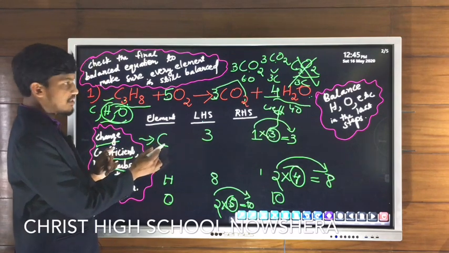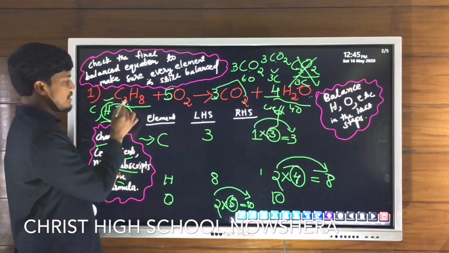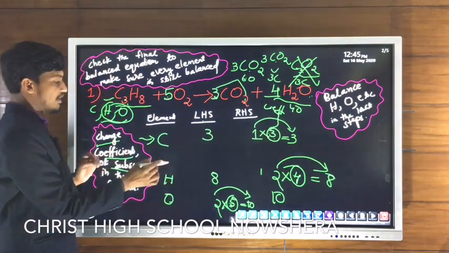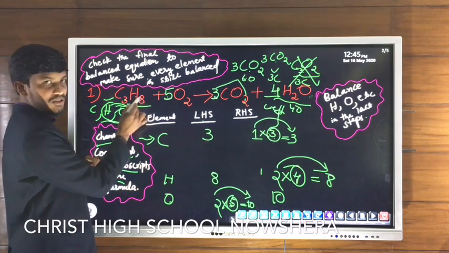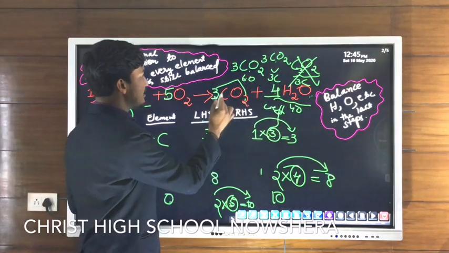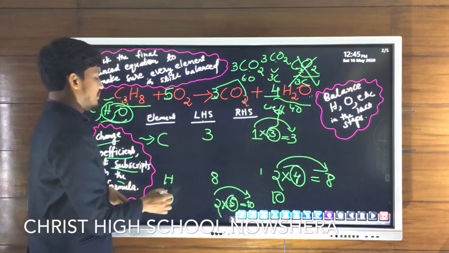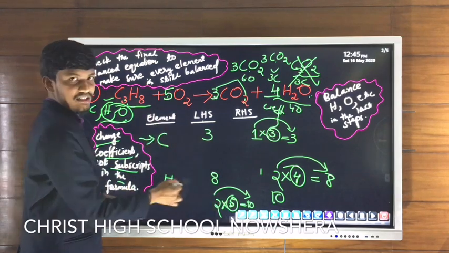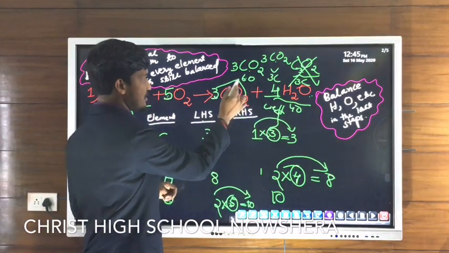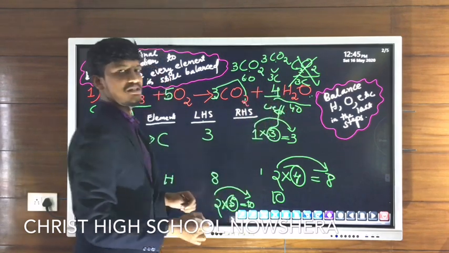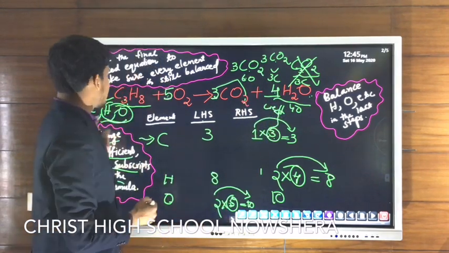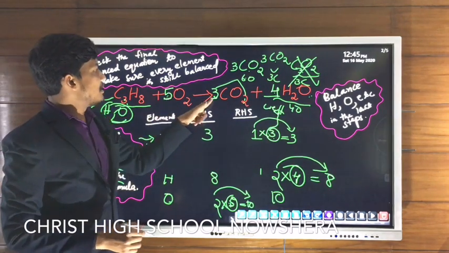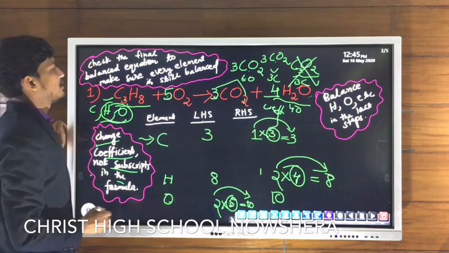First we will start from the carbon atom. Carbon atoms on the left side, C3, 3 carbons, and on the right side 3 into 1, 3 carbon atoms. Equal. Hydrogen, 8 on the left side, and on the right side 4 into 2, 8. And oxygen atoms: 5 into 2, 10, and on the right side 3 into 2, 6, then again 4 into 1, 4, 6 plus 4, 10.